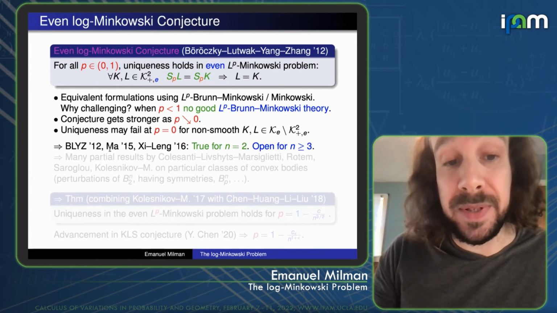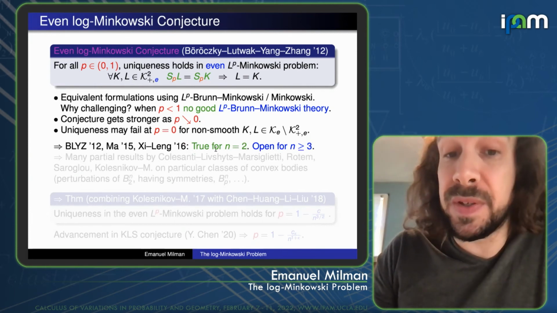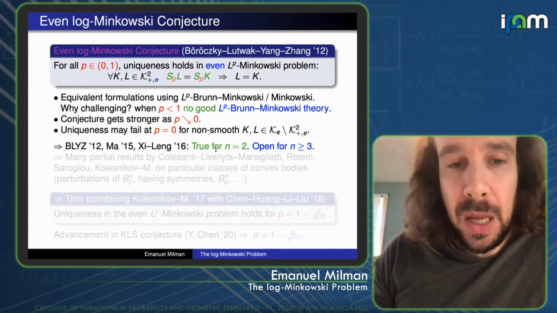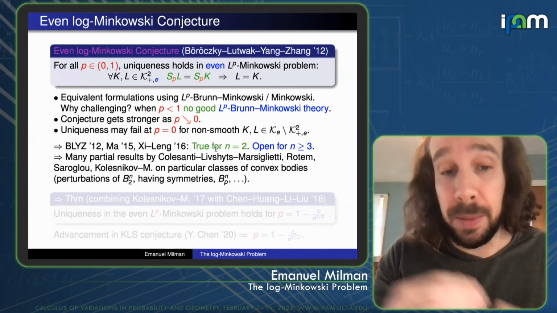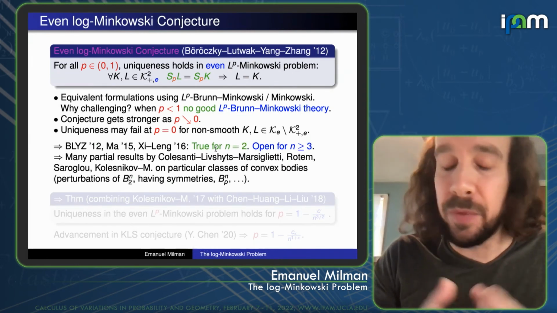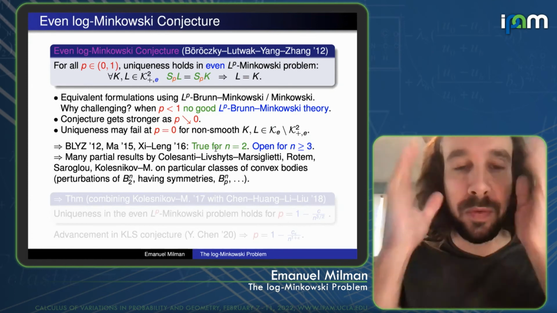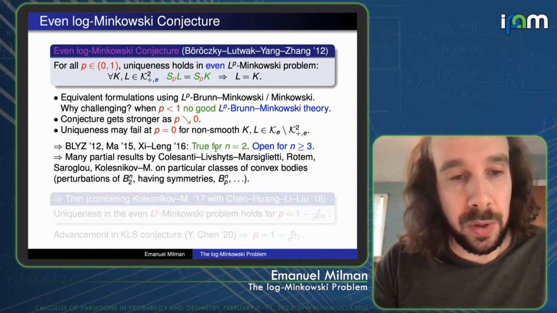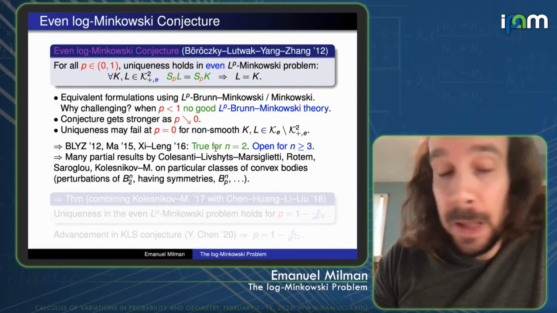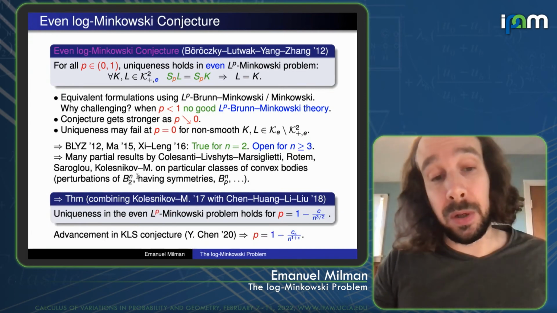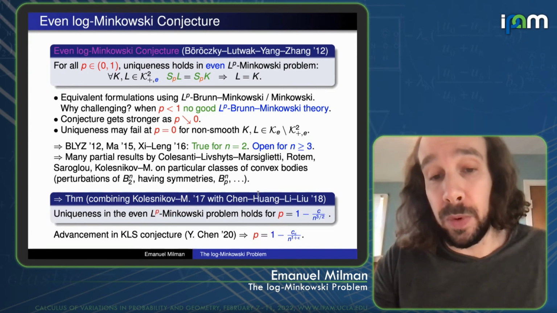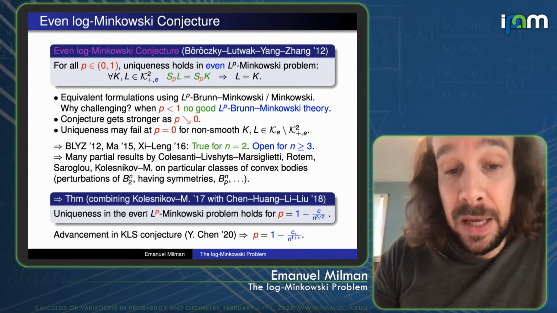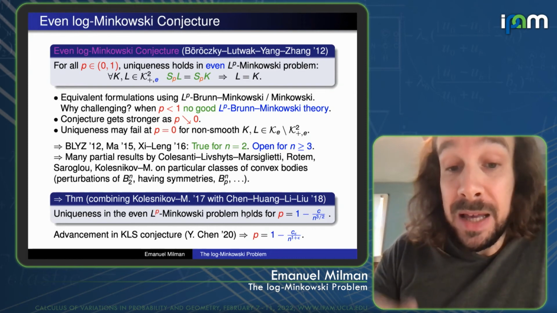Well, Böröczky, Lutwak, Yang and Zhang themselves, and others later on, have shown that this is indeed true in the plane, but in dimension 3 and higher, this is generally open. There have been many partial results in the positive direction regarding some particular cases. Unfortunately, I don't have time to go over these, but results by Colesanti, Livshyts, Marsiglietti, Nayar, Zvavitch, Rotem, Saroglu, and also in our work with Kolesnikov. Let me just mention this result, which can be obtained by combining our work with Kolesnikov with the paper of Chen, Huang, Li, Liu, which together imply the uniqueness in the even LP Minkowski problem for p slightly below 1.